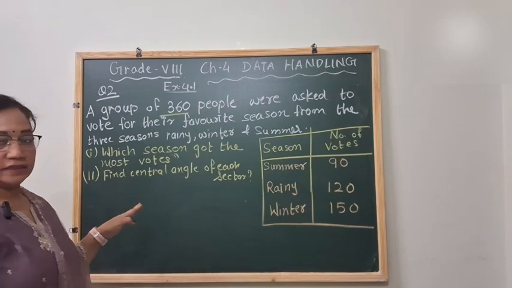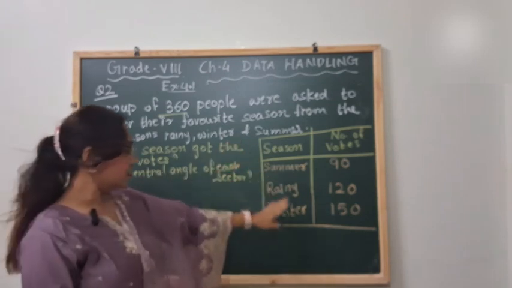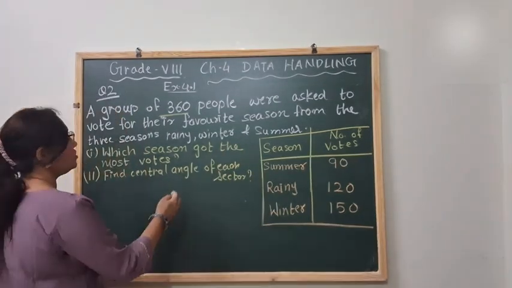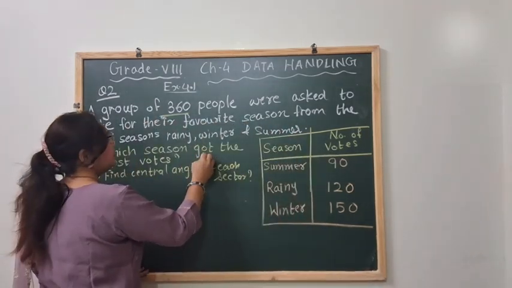So there are 3 questions in question number 2. The first question is, which season got the most votes? You can easily see it is winter season. So which season got the most votes? That is winter season. You can write winter season.